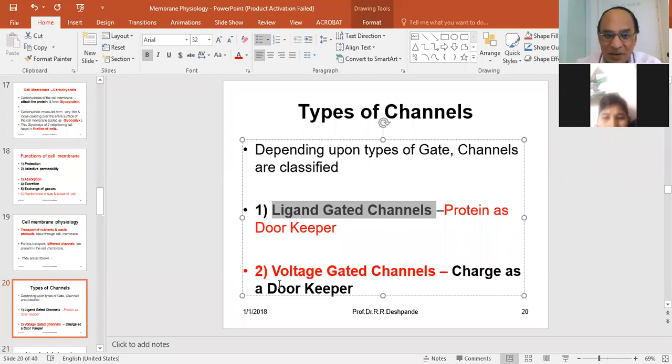But sometimes in voltage gated channels, ions are standing, positive and negative ions, and they charge positive and negative electricity. Current is acting as a doorkeeper. You understand the difference? This is ligand gated channels and this is voltage gated channels. Voltage means electrical current. So charge acts as a doorkeeper. Here protein acts as a doorkeeper. These two types of channels are very much important.